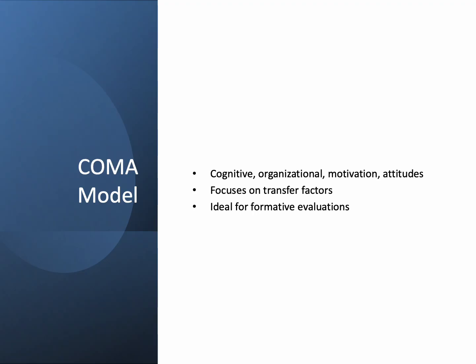The COMA model evaluates cognitive, knowledge, organizational, support, motivation, and attitudes, focusing on factors affecting transfer. It's ideal for formative evaluations to improve training. For example, COMA might assess motivation in a safety training. As we explore this, think about its relevance in your field. In industries like manufacturing or retail, COMA ensures training supports transfer, enhancing skill application and performance.